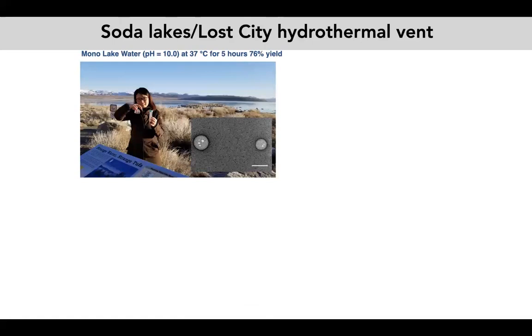So one of the questions we had, since we're working in mildly alkaline solutions, was whether or not this reaction could work in mildly alkaline solutions from natural water sources. So there are water sources on the planet that are basic, essentially, and we were curious whether or not this chemistry could occur spontaneously from those kinds of sources. So one such source are the soda lakes. So there's many soda lakes around the world. There's been some really interesting recent work suggesting that soda lakes may have been a privileged environment for the origin of life. So in California, we have a soda lake called Mono Lake that's about 7 or 8 hours, I think, drive from San Diego.